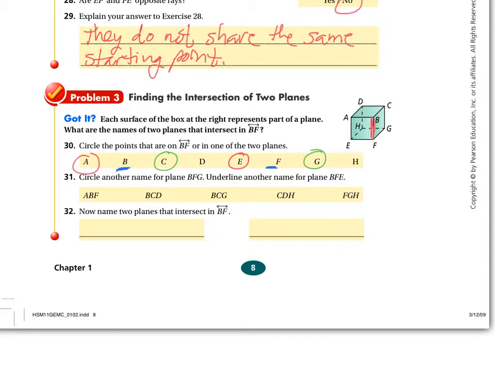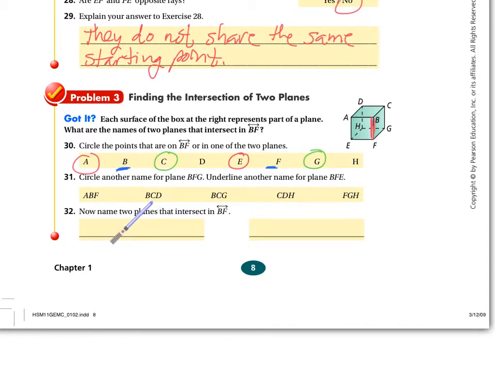And here's their purpose. Circle another name for plane BFG. So look for BFG, trace from B to F to G, right? Isn't that this plane here? So BFG can be named with any of these 4 points that are in the plane, B, F, G, or C. So BFA, can I circle that one? Is A in that plane? Is A in this plane here? Yes or no? No. We're only looking for this plane here, we're only looking for the green and the blue.